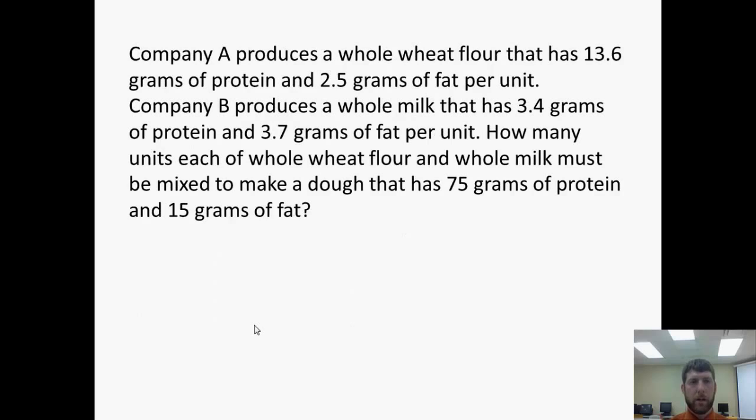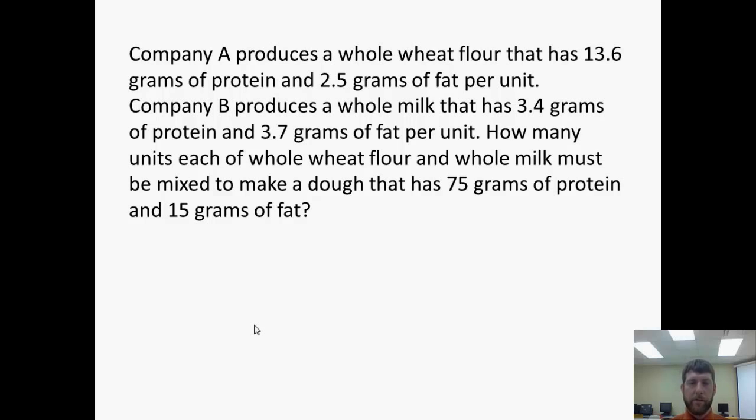Third example. Company A produces a whole wheat flour that has 13.6 grams of protein and 2.5 grams of fat per unit. Company B produces a whole milk that has 3.4 grams of protein and 3.7 grams of fat per unit. How many units each of whole wheat flour and whole milk must be mixed to make a dough that has 75 grams of protein and 15 grams of fat?